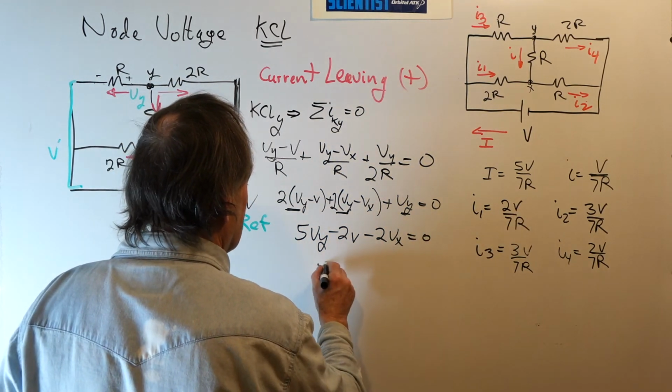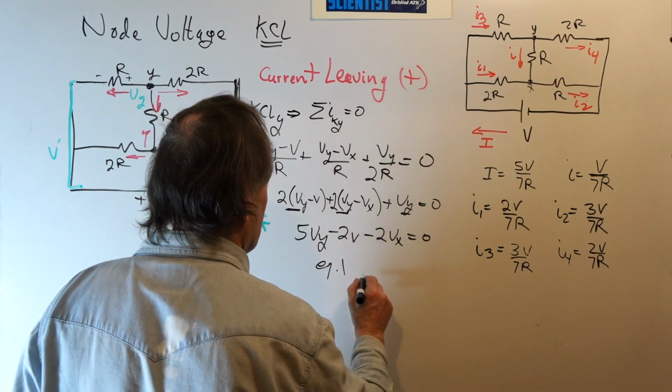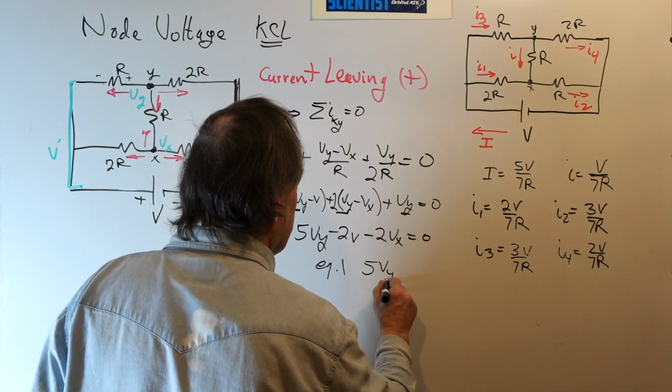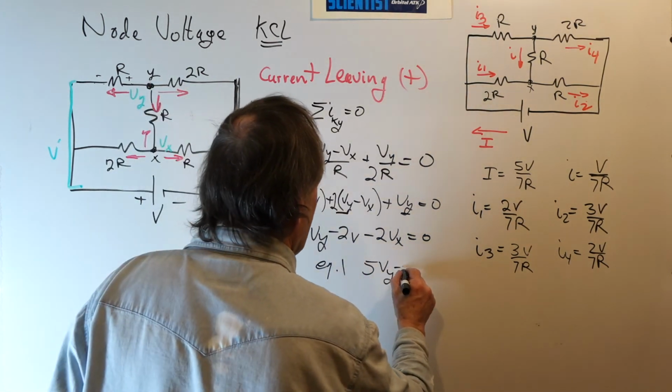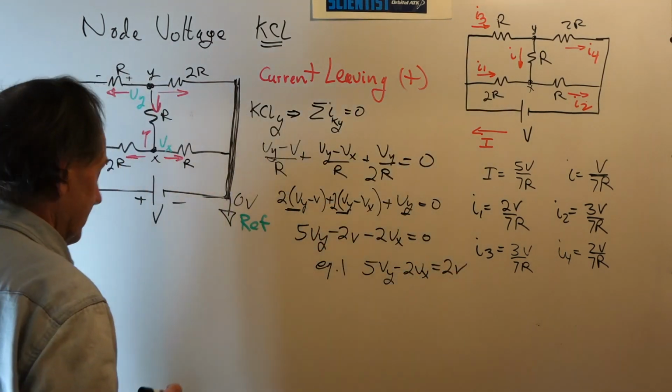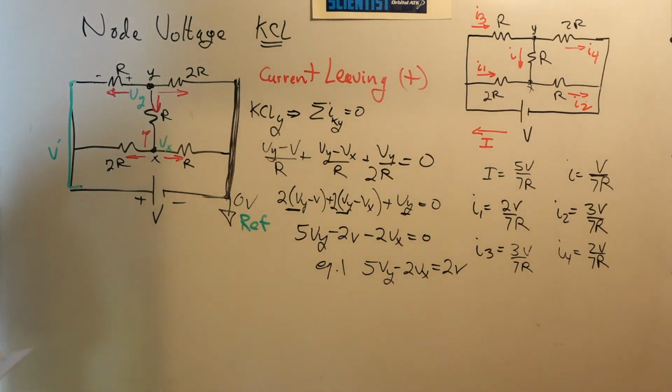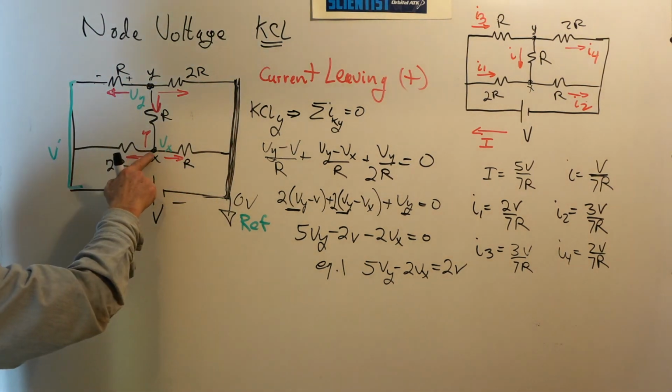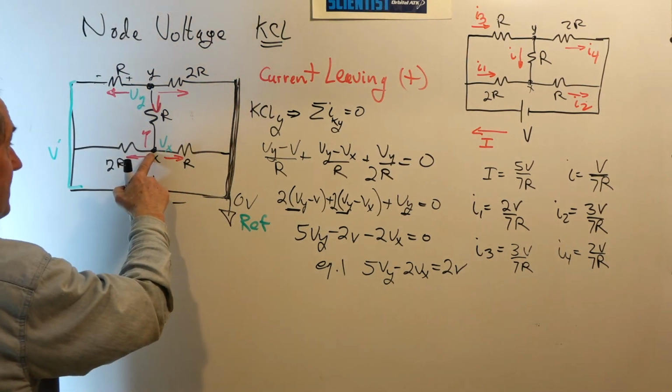So we have our first equation. Equation 1 is 5Vy minus 2Vx equals 2V. That's our first equation. Now, at node X, we do the same thing.